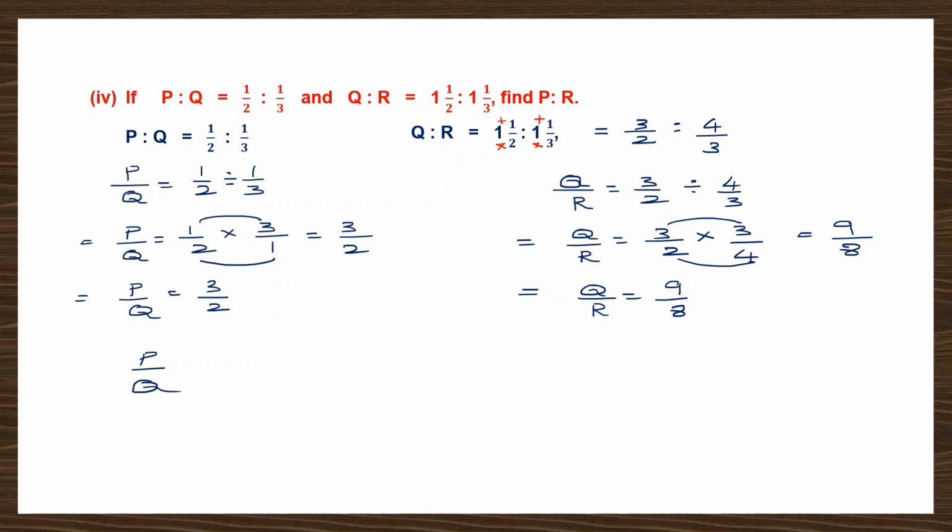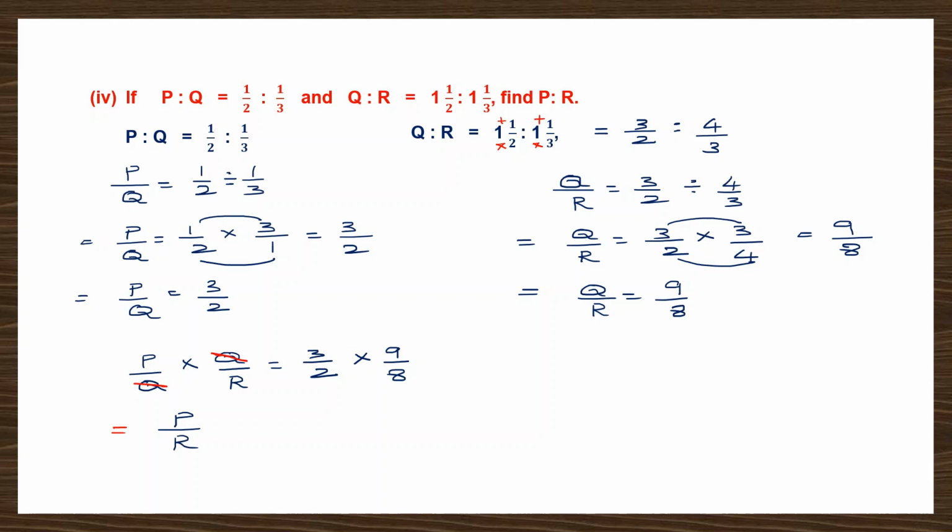Now we are going to find out the value of P is to R. So what should we do? P by Q into Q by R. And how much is P by Q? P by Q is 3 by 2. So let's write that. 3 by 2 into, how much is Q by R? 9 by 8. So let's write that. 9 by 8. Now since it's multiplication, we can cancel. I can cancel the Q's. So what does this become? This becomes P by R.